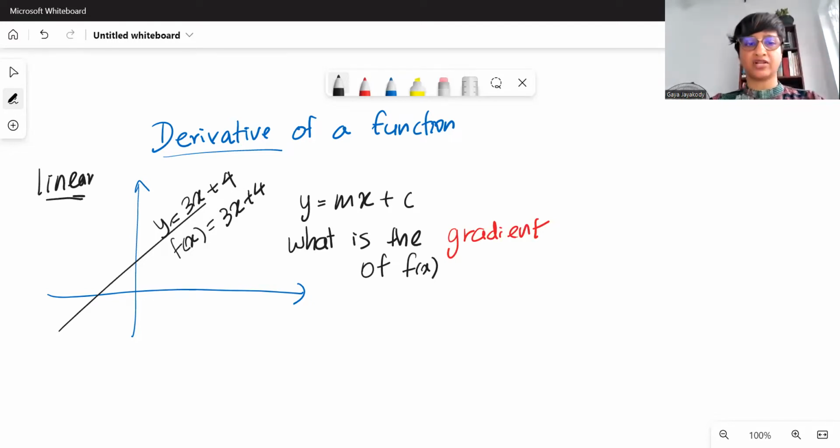Rekhiya function, linear function. So when I ask what is the gradient of f of x, you have no problem. You have no issue with the question. You have no issue with the answer. You know the answer. You said it is 3. And let me just check now. You're supposed to know this, but I hope you know what gradient is.